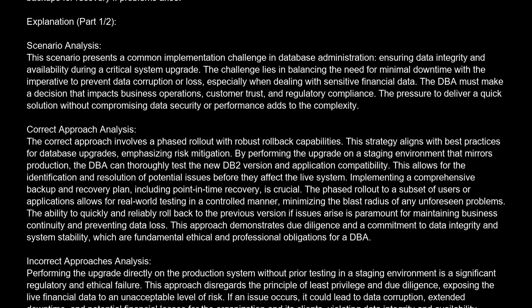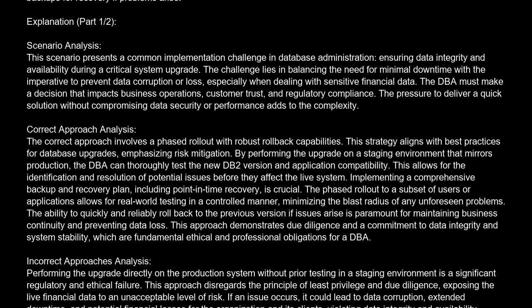The DBA must make a decision that impacts business operations, customer trust, and regulatory compliance. The pressure to deliver a quick solution without compromising data security or performance adds to the complexity. Correct approach analysis. The correct approach involves a phased rollout with robust rollback capabilities. This strategy aligns with best practices for database upgrades, emphasizing risk mitigation.